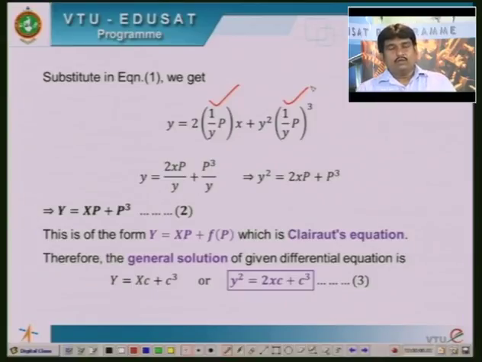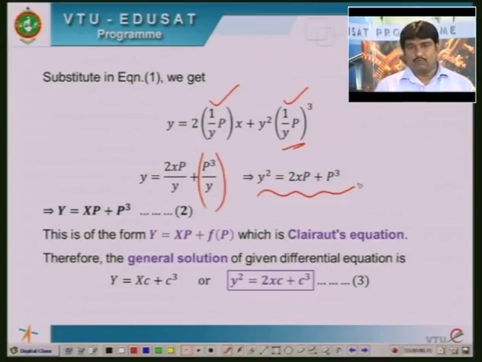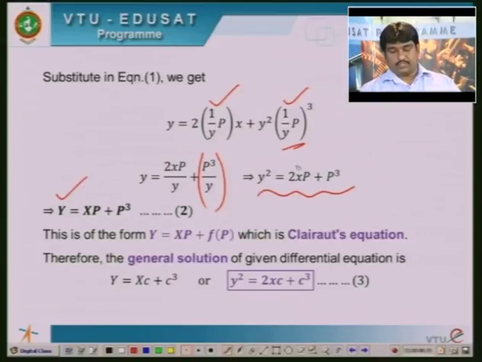Simplify this: y equals 2Px divided by small y plus P cube divided by y cube into y square. P cube divided by y cube into y square is P cube divided by y. Now multiply throughout by y to get y square equals 2x capital P plus P cube. Now I will substitute, because I have y square here and you know that small y square equals capital Y. So capital Y equals, yes, I have 2x, and 2x is capital X. So capital Y equals X into P plus P cube.